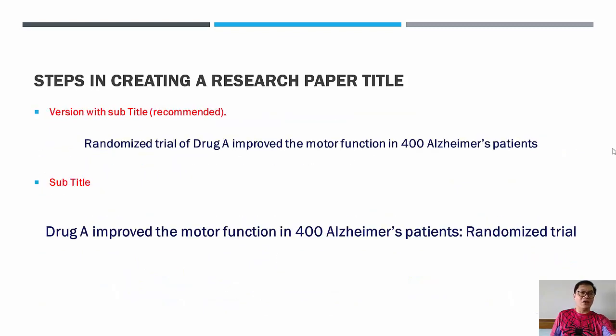And you can add also a version with a subtitle. So how do we do this? We already have a title, right? Randomized trial of a drug improves the motor function in 400 Alzheimer's patients. How to include a subtitle? So, reconstruct. Drug A improve the motor function in 400 Alzheimer's patients, randomized trial. That is now the subtitle. You can choose either the first title or the second title.